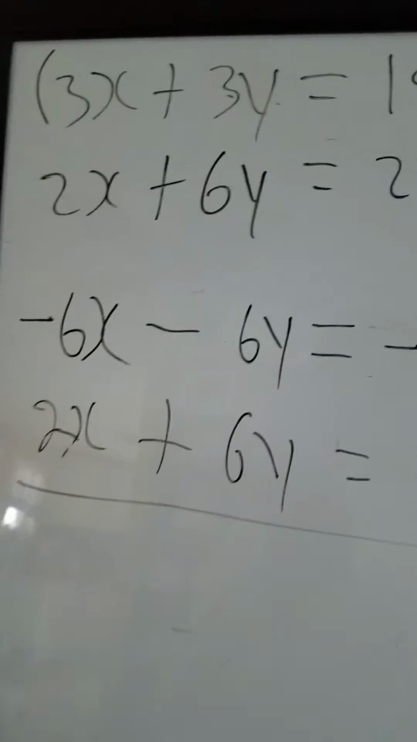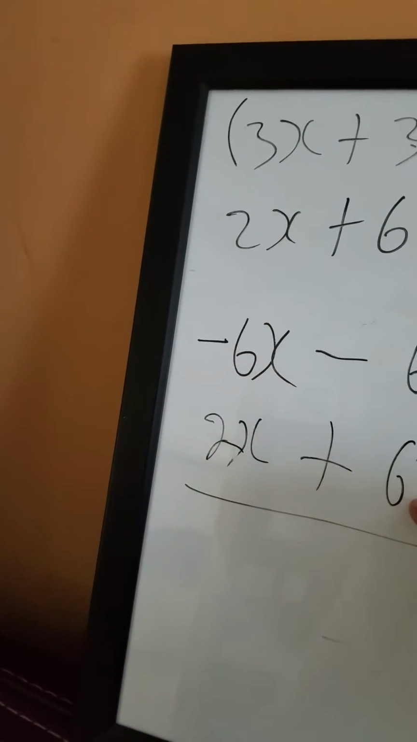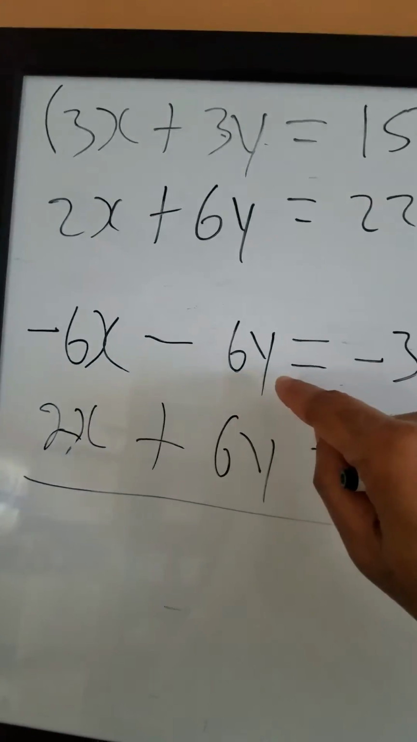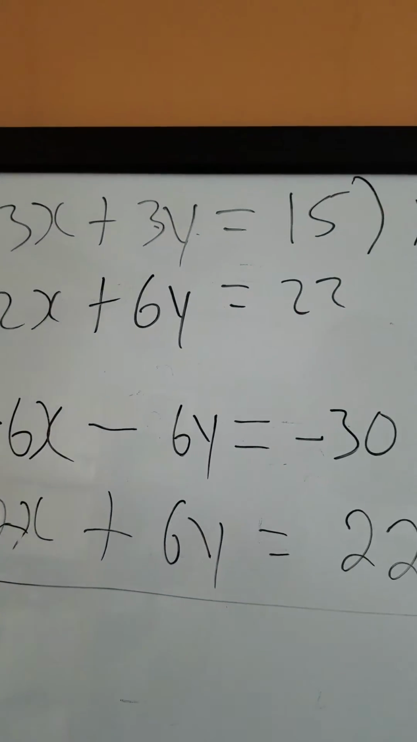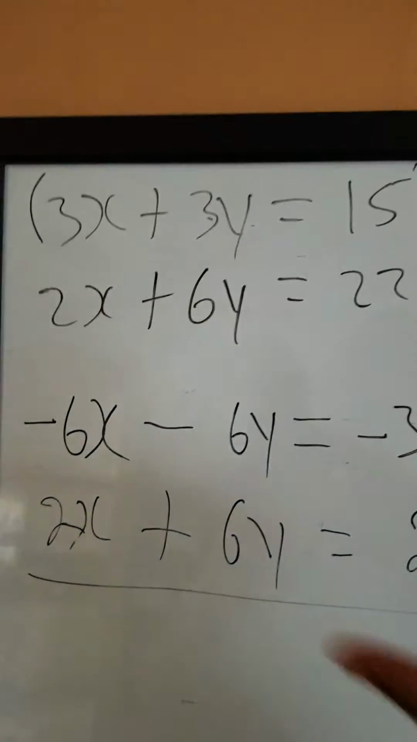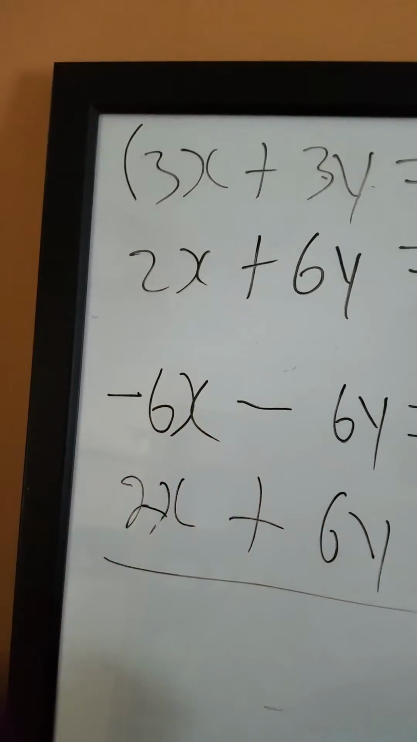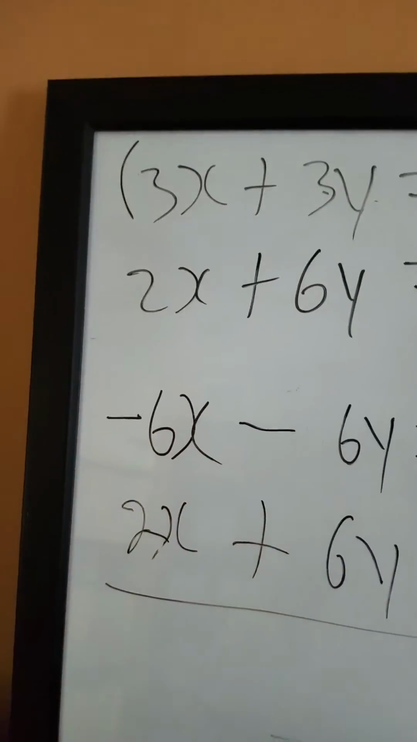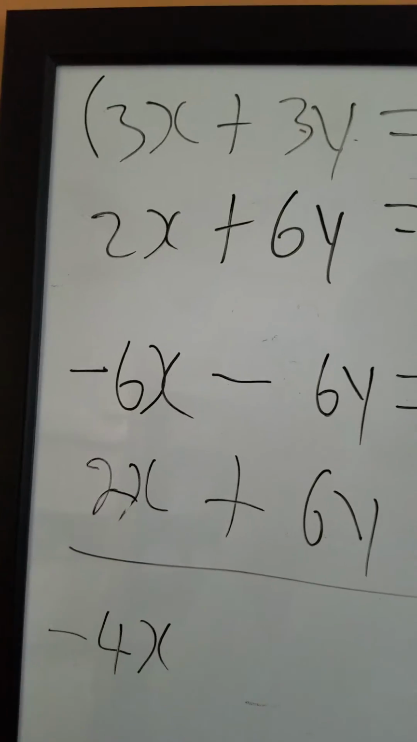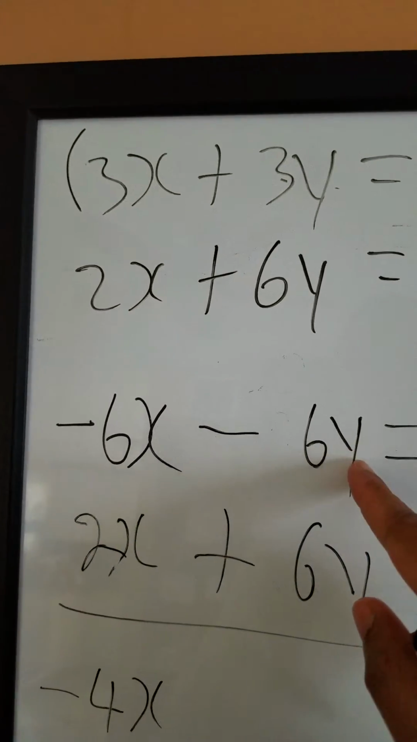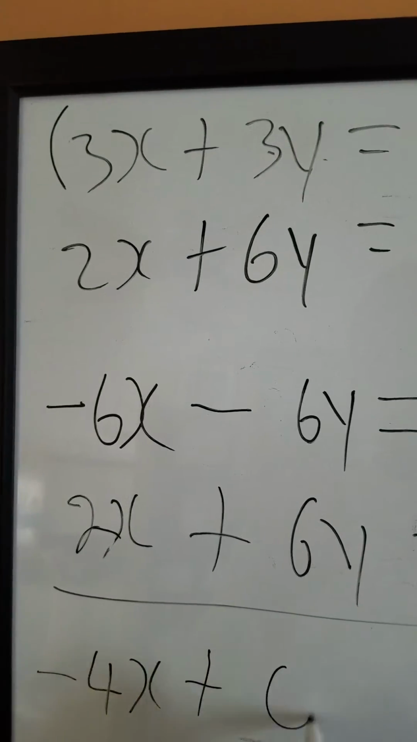Now we see that we can go ahead and add these two equations, because the positive 6y and the negative 6y will cancel, and then I'll only be left with the x term, and I could then find the value of x. So by adding these two equations, I add a positive 2x to a negative 6x, and I'll be left with a negative 4x. The positive 6y will cancel out with a negative 6y, and that gives me 0.